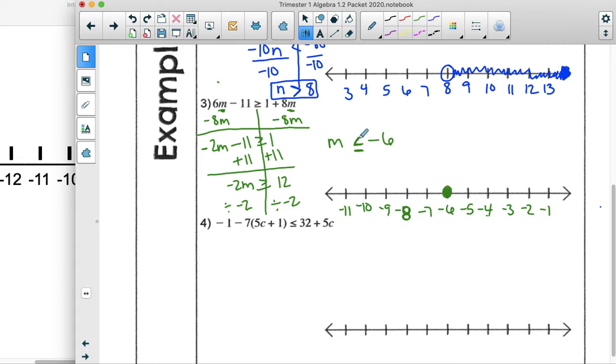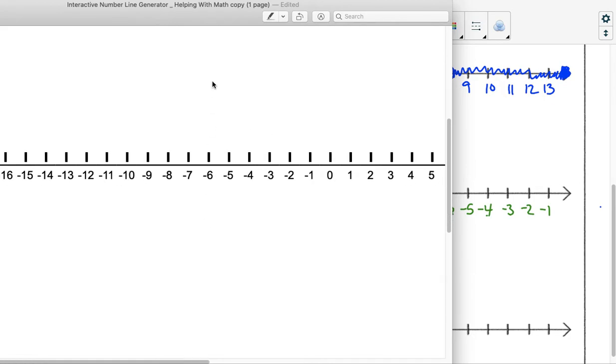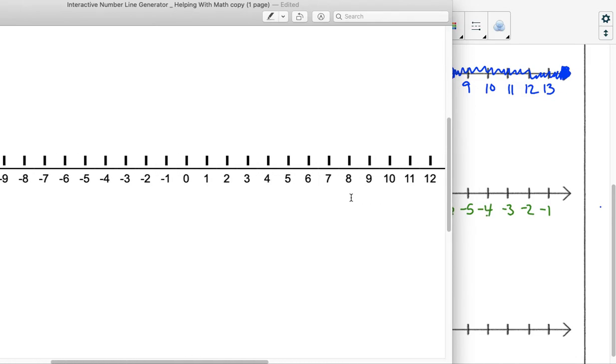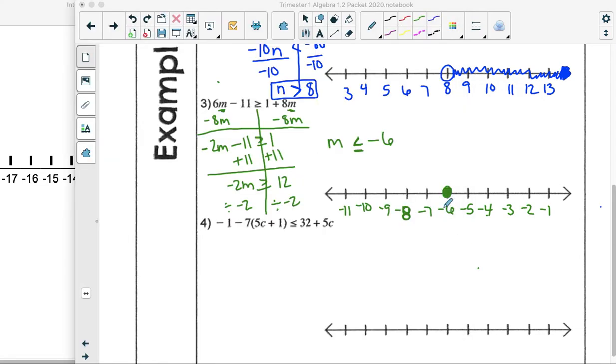Okay, and I want numbers smaller than negative 6. So if I think to that number line, here's negative 6. Are all of these numbers smaller, or are all of these numbers smaller? And I know for a fact that 0 is bigger than negative 6, or like 1, 2, 3, 4, 5, 6. I know that 20 over here is bigger. So if I want numbers smaller, I can't go that direction. I have to go the other direction. So I'm going to go to the left.